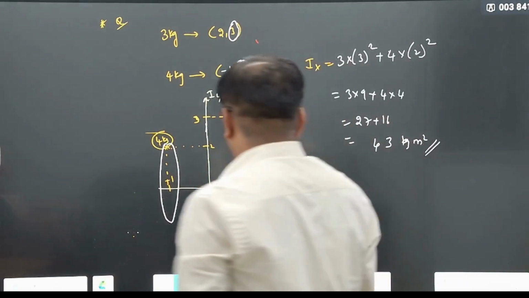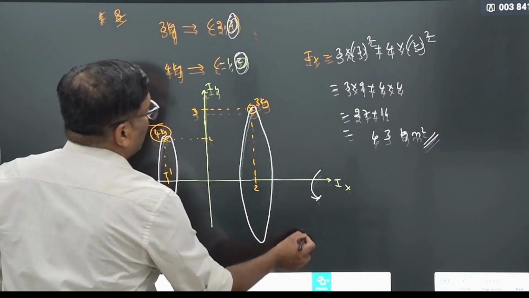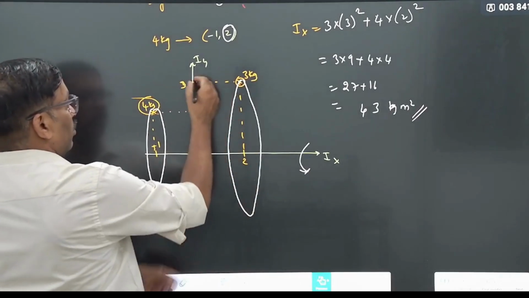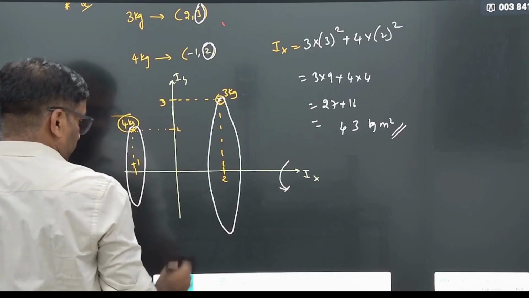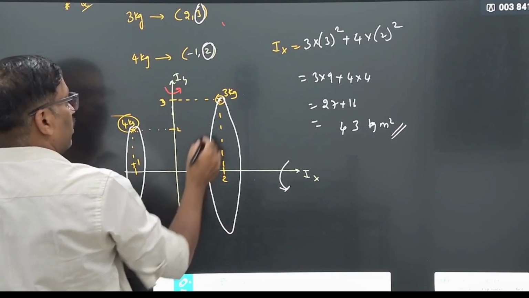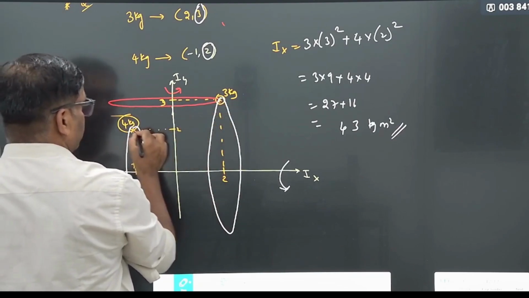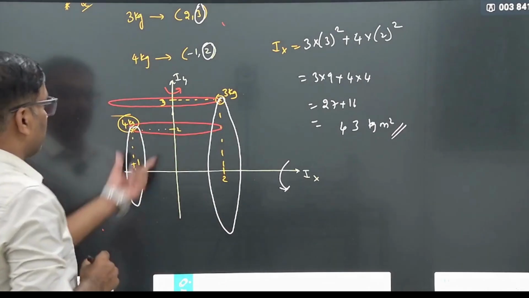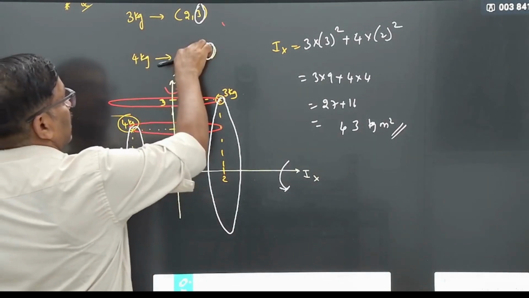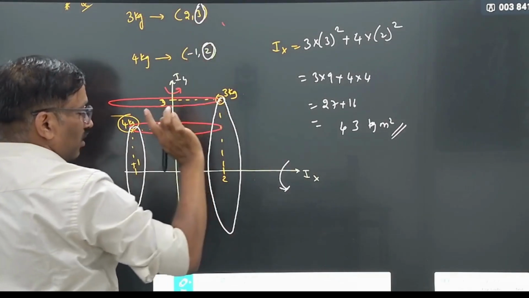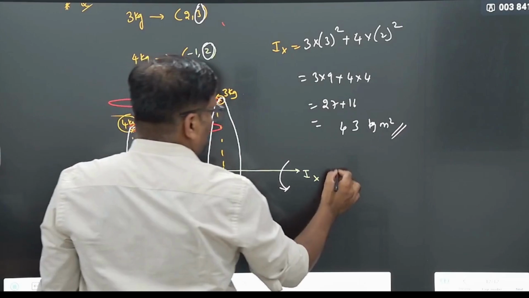So in this way you calculate moment of inertia along the x-axis. Suppose along the y-axis, how will it be? Be careful, you already understood the logic. If you are rotating along the y-axis, how will the particles move? These particles will move like this, and this particle will move like this. That means the distance is the x-axis distance. So y-axis means x distance, x-axis means y distance. That's all.